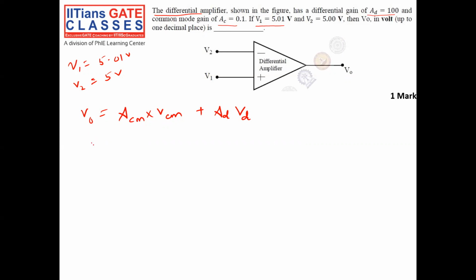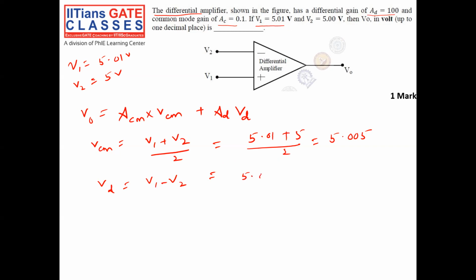So what is the common mode voltage? VCM is equal to (V1 plus V2) by 2. Here, V1 is 5.01 plus 5 divided by 2, which is 5.005. What is V differential? V differential is equal to V1 minus V2, equal to 5.01 minus 5 volt, which is 0.01.